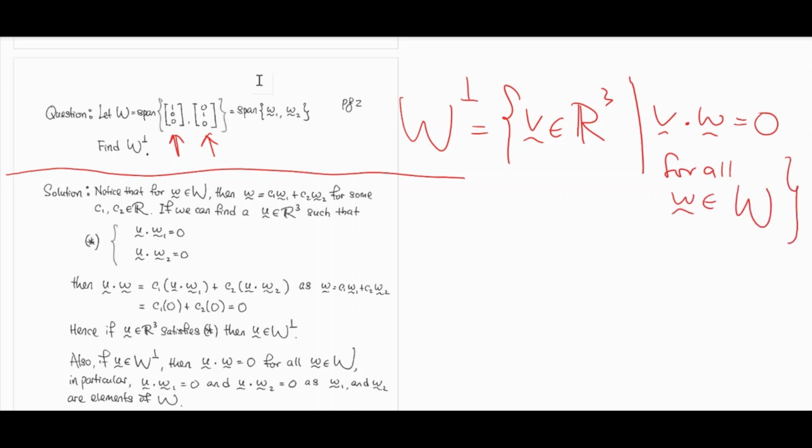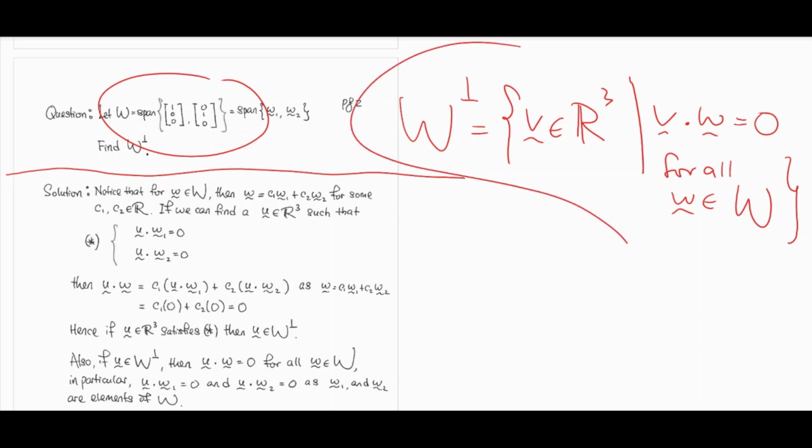Now, this is actually a set. It's a vector space, but it's also a set which consists of infinitely many elements. So if you want to follow this definition directly, it is going to be tricky, because you would have to verify that the dot product of the vector v with every single one of the w in W has to be 0.